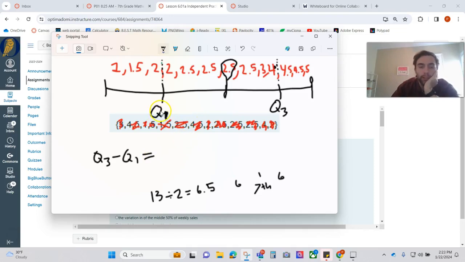Let's start with quartile 3. Quartile 3 does not land on a number like quartile 2, our median, did. So to find out what number quartile 3 is, because look, it passes between two numbers. It passes between 4 and 4.5. We have to find out what number is in the middle of 4 and 4.5. What number is in the middle of 4 and 4.5? What's halfway between 4 and 4.5?